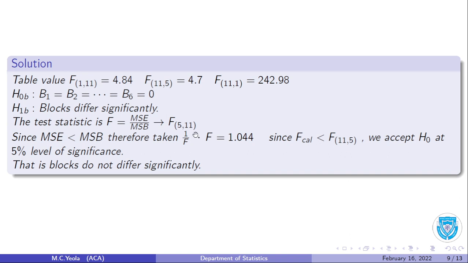So from that we have written here the conclusion, H0B. For this we are having b1 equal to b2 equal to b6 equal to 0, and H1B we are having blocks differ significantly. Statistic we are having F(5, 11), that value we are having (5, 11).